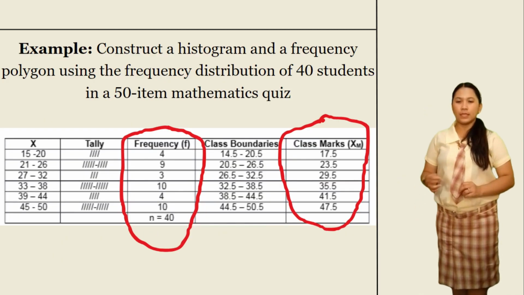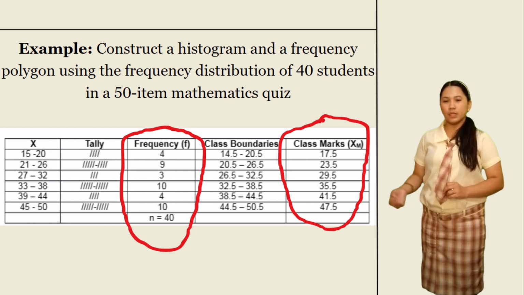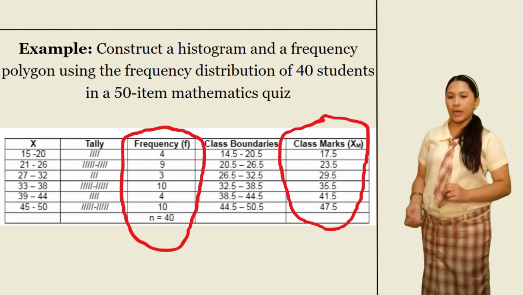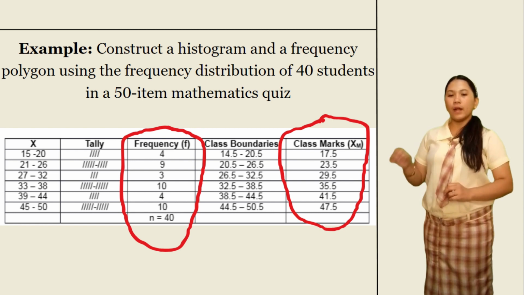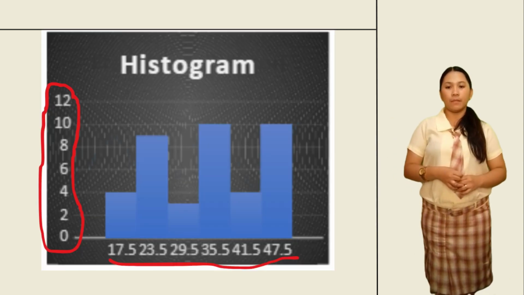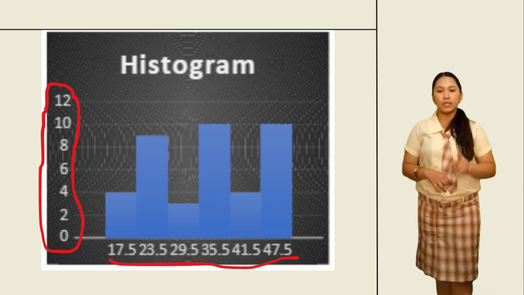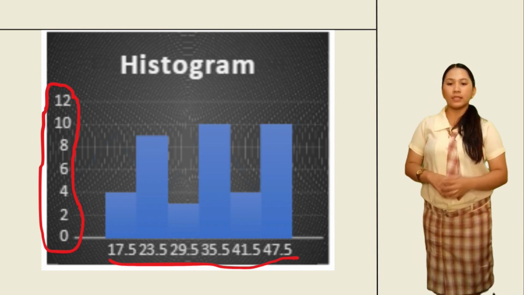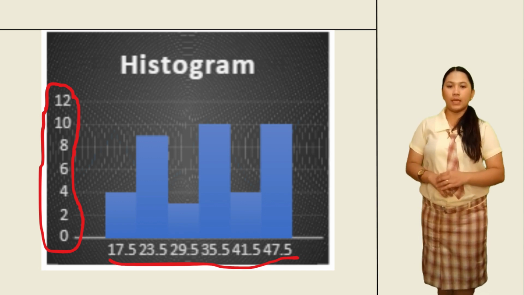I have here an example of a histogram, using the frequency distribution of 40 students in a 50-item mathematics quiz. Take note of the values. And here is the sample histogram of the given data. As you can see, the data in the x-axis is from the class mark and the y-axis is the class frequency.